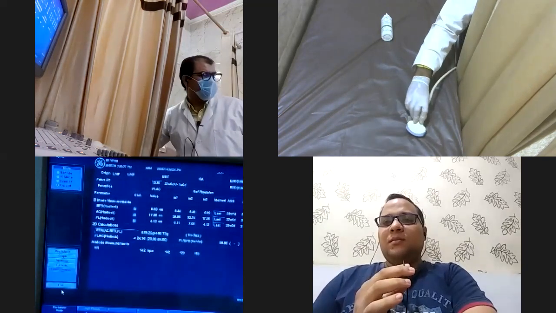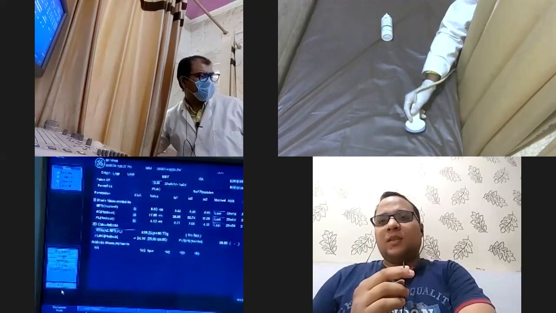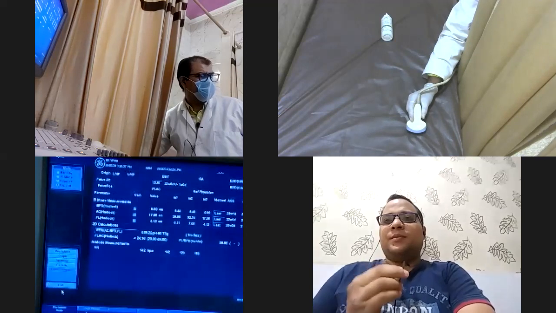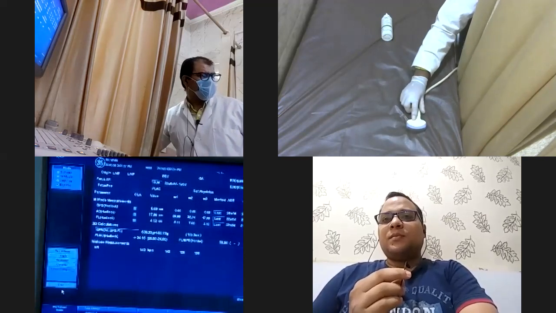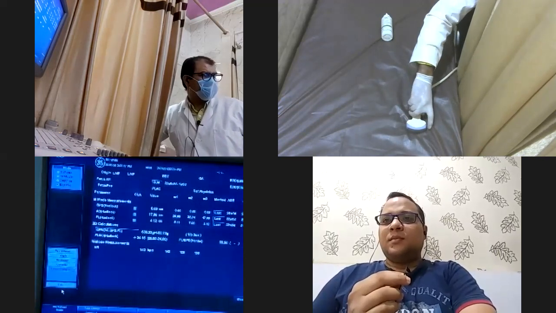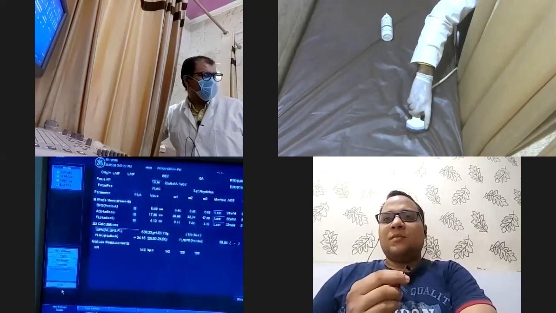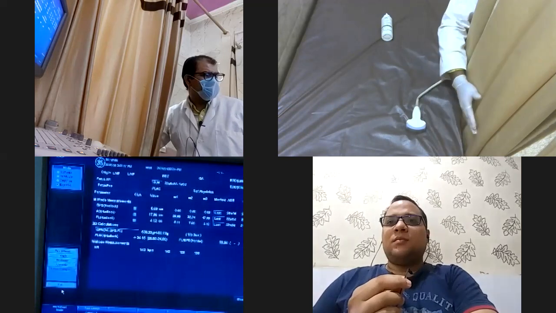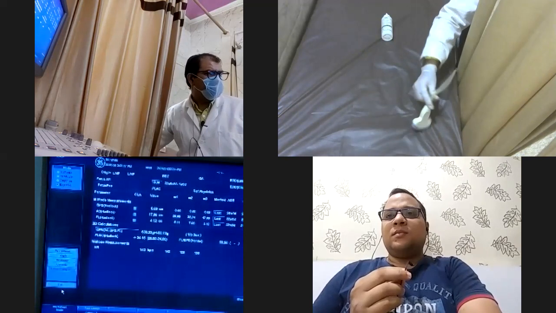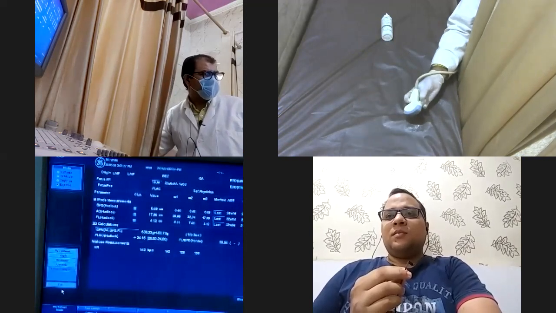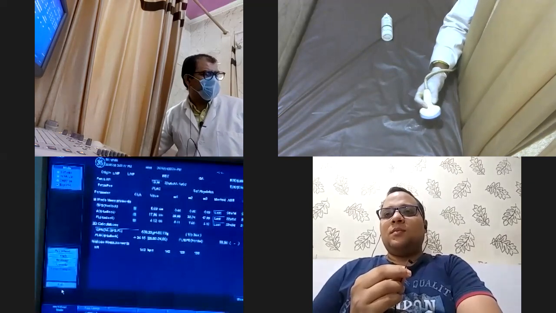This is the first important point, that whether the probe should be this way or other way will be decided by the probe marker. This probe marker should be towards the patient's right. Like I am having the probe marker over here. It means that when the patient will be here, I will be putting the probe in such a way that this probe indicator is facing towards the patient's right.